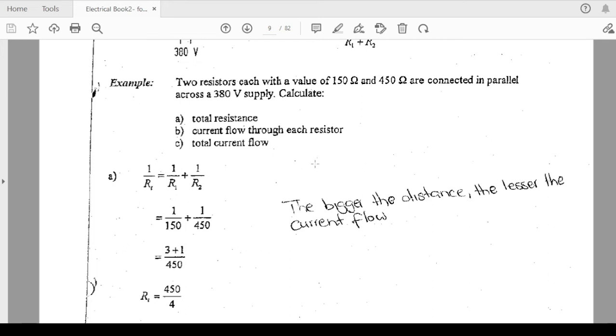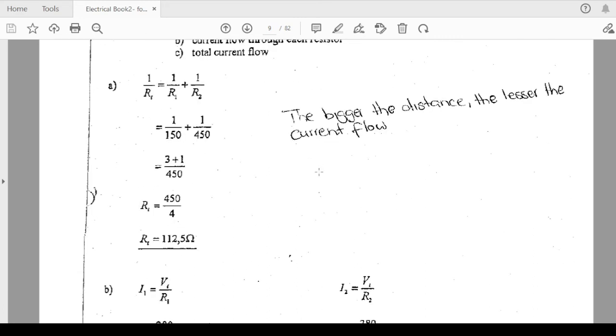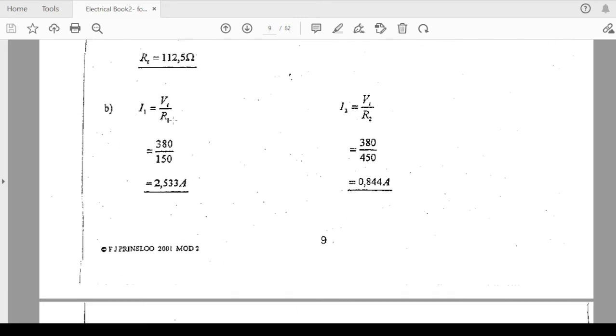How do we get the current flow in resistor 1? Then you come and work with what? The formula, which is Ohm's law. I1, meaning you want current 1 into resistor 1. I1 equals VT. Why VT? Because total voltage is the same across any point in the parallel resistance. So they are using the same voltage as supply here, 380.